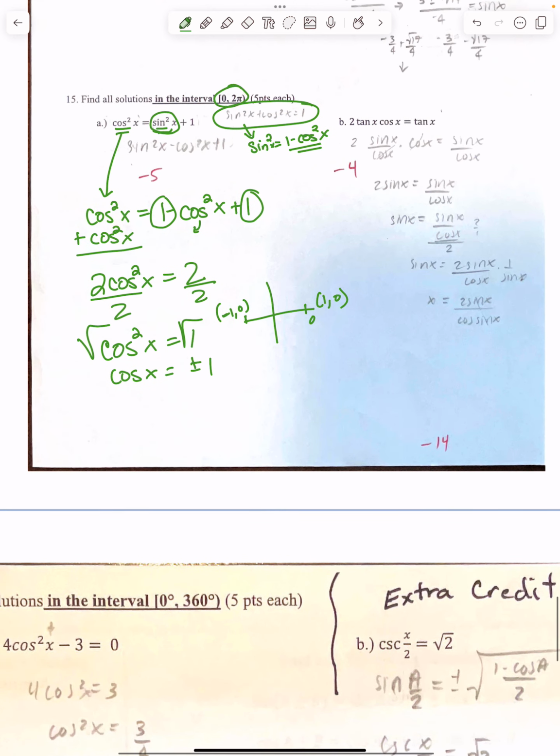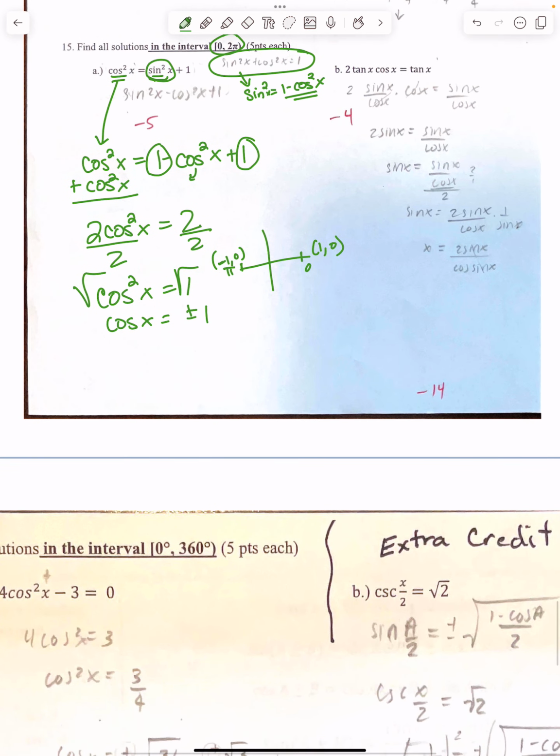What did it ask for? Radians. So, and not a pi over 2, that's pi. So 0 and pi. So x is either 0 or pi, and I could write that as 0 plus pi n, because it did say all solutions. That would catch them all.